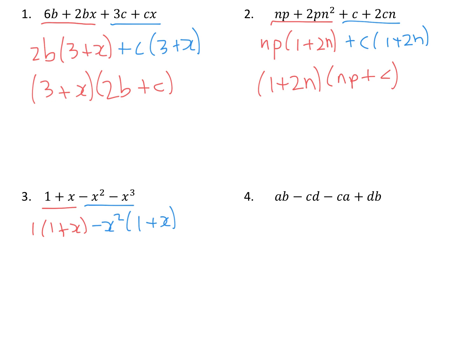Those two brackets are the same, so we can factorize out that bracket to get 1 plus x, and we multiply it by the 1 and then the minus x squared.